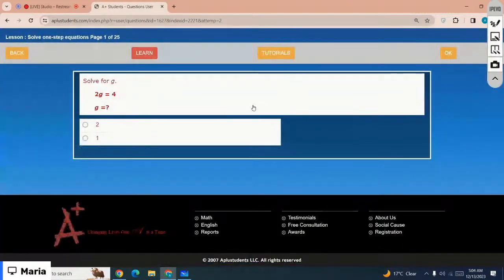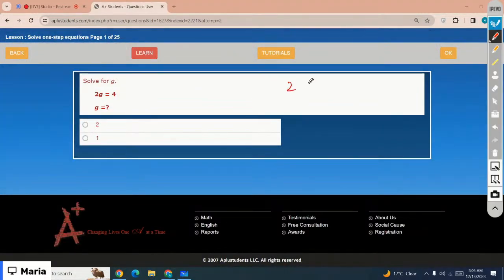Okay, the first one is solve for g. 2g equals 4. Make sure you have your notebook and pencil, right? So that you can do the practice questions. Basically, you have to undo all the operations, right? When you are going to undo all the operations, you have to do the opposite operations. Like 2g, 2 is multiplying g. The opposite of multiplication is division, so you need to divide both sides by 2, right?